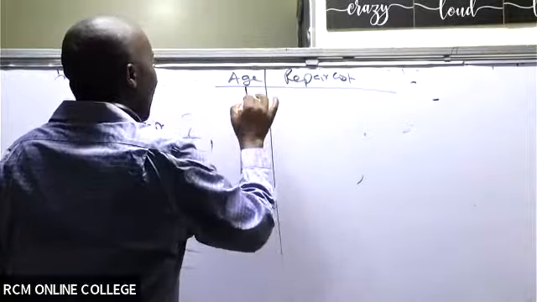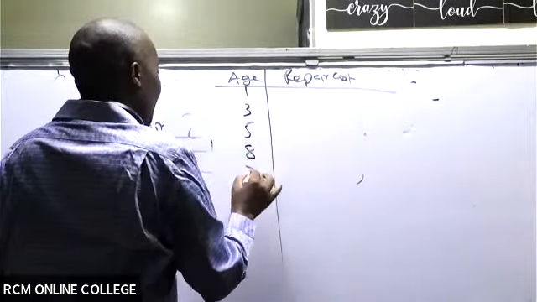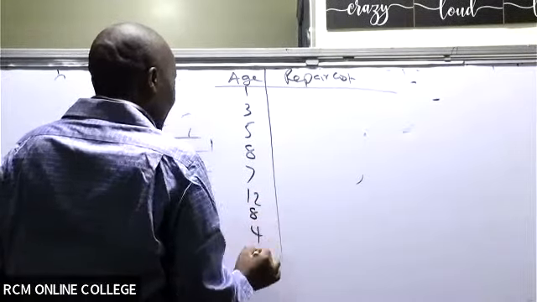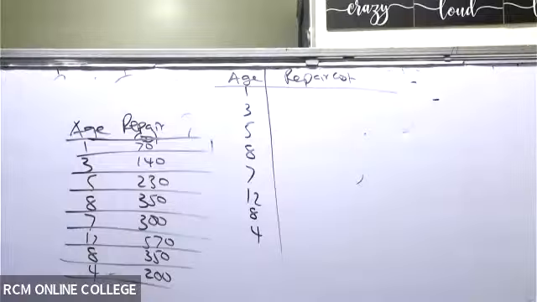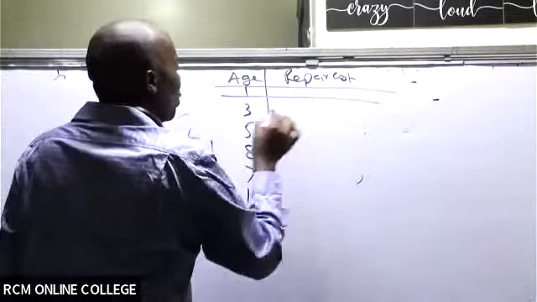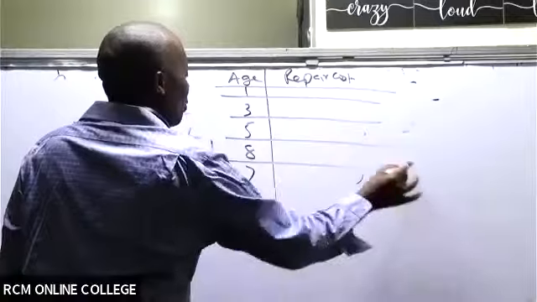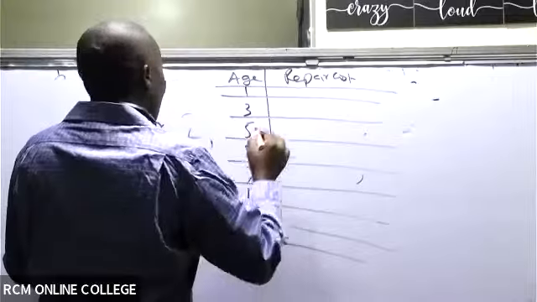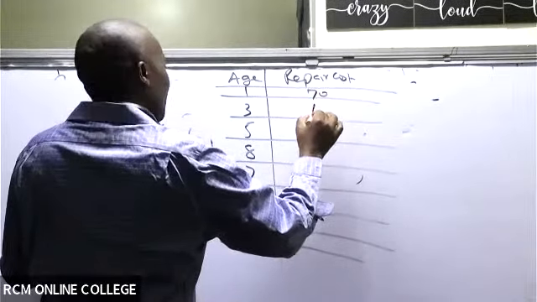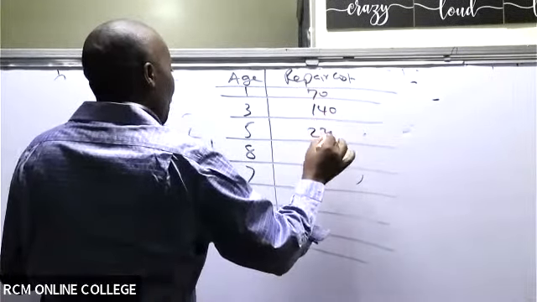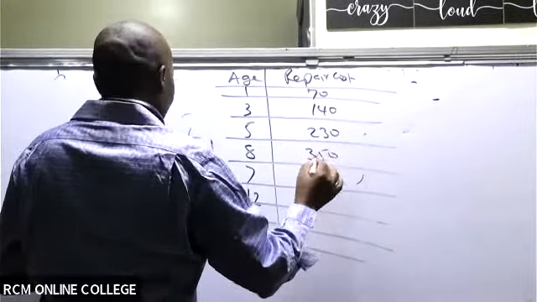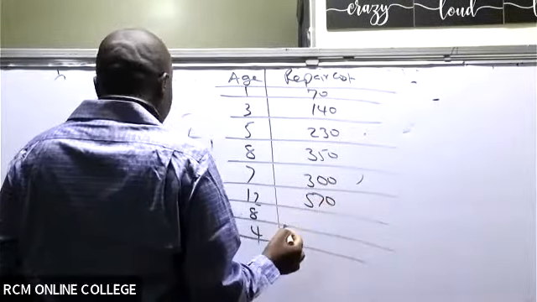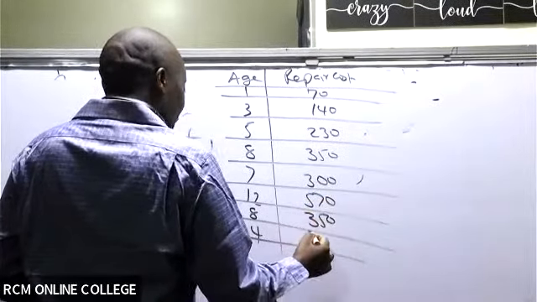So we have here 1, 3, 5, 8, 7, 12, 8, 4, 8, 4, 8, 4 like that. And then of course we have now the corresponding repair costs. What do we have here? The corresponding repair costs: 70, 70, 140, 230, 350, 300, then we have 570, then we have 350, then lastly we have 200.